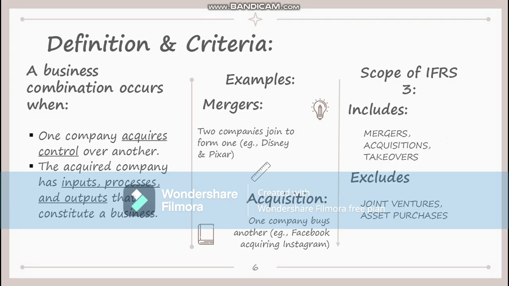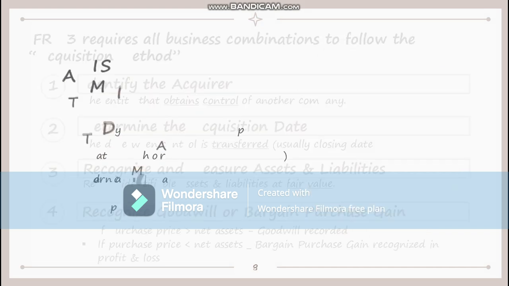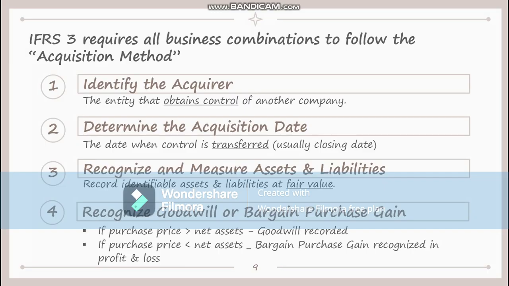IFRS 3 is used for these transactions, however, it does not cover joint ventures or when buying assets that aren't seen as a business. Now that we understand the importance of business combinations, let's take a closer look at how companies account for them using the acquisition method. Now, the acquisition method is the only method allowed by IFRS 3 for handling the finances when businesses merge or one buys another. This process involves 4 important steps.